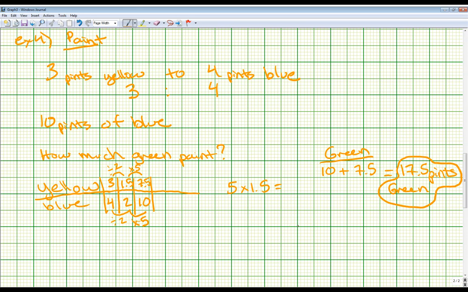You can pause and do the last two on your own if you'd like, numbers 5 and 6. So number 5 is 160 milligrams, and number 6 is 12.5 pints. And that is the end of Chapter 5, Lesson 2.